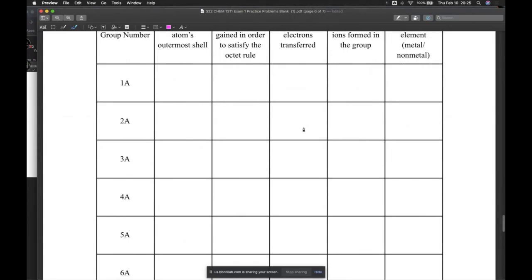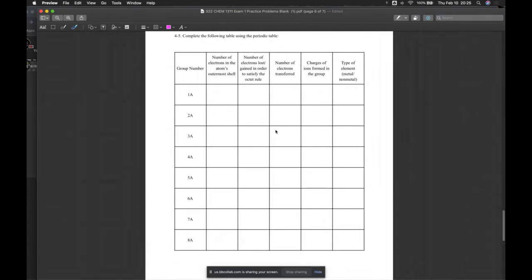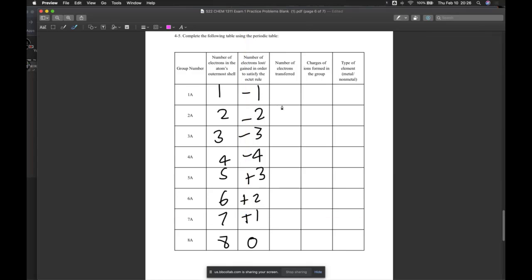Okay, so next is this activity. We just fill in the chart. Let's go down the row. Number of electrons in the outermost shell is just 1, 2, 3, 4, 5, 6, 7, 8. Then the number of electrons lost, by the octet rule: you want to lose 1, 2, 3, 4. However, on the opposite side, you want to gain 3 instead of losing 5, because that requires less energy to gain 3 rather than lose 5. Then gain 2, gain 1, and you don't need to gain anything here, so 0. And the number of electrons transferred is just the same thing over here, right?